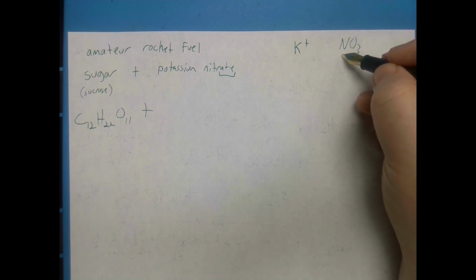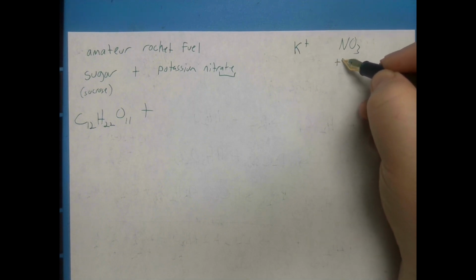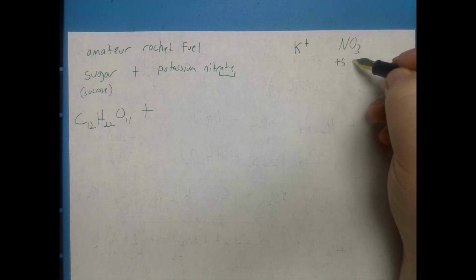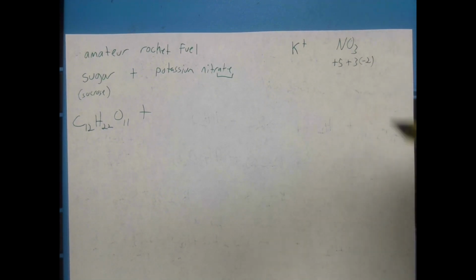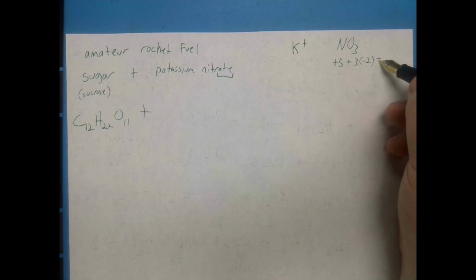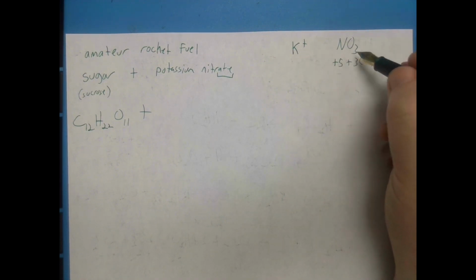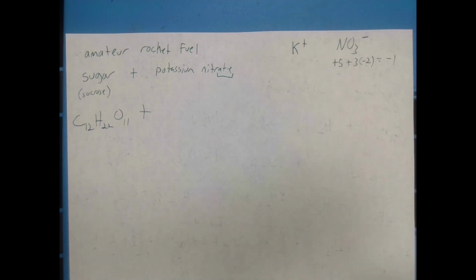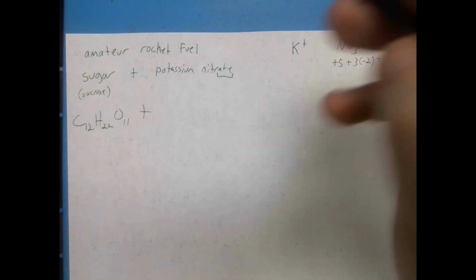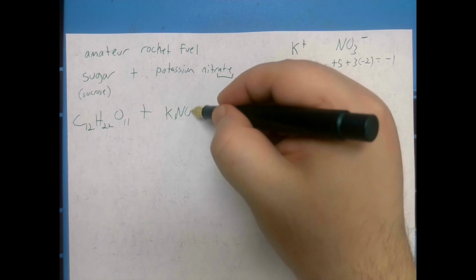Well, what group number is nitrogen in? It's in group 5, so we give it an oxidation number of plus 5 plus 3 times negative 2. Oxygen is always negative 2 oxidation number. And the sum of oxidation numbers gives you the charge. So, yes. And this is the 1-to-1 ratio. So we have KNO3.